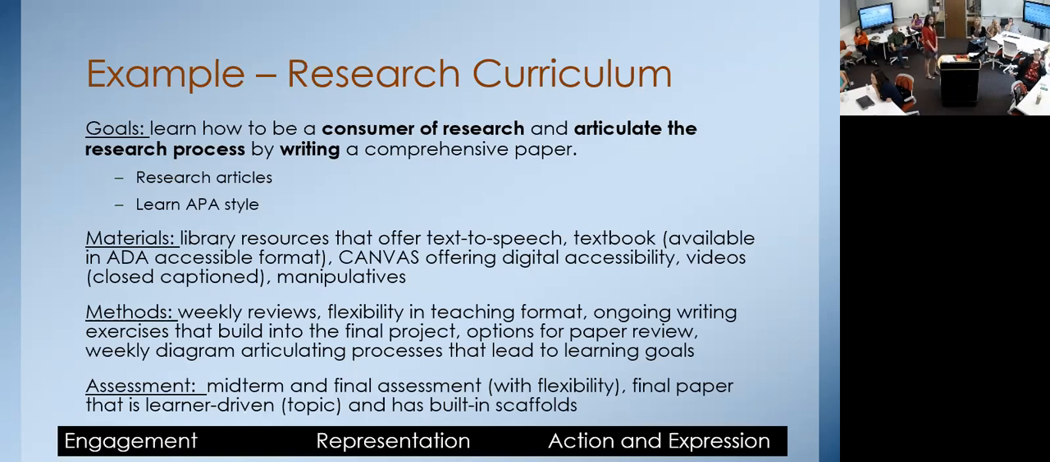So my goals in this course directly align with our social work competencies, and that's to be a consumer of research and to articulate the research process by writing a comprehensive paper. So right there, you can see the two main areas that every week I am building towards and focusing on. They also need to learn how to research articles and learn APA style. If they did not know how to research articles, I might post the articles for them on Canvas. But because that is one of the tasks they need to learn, I actually ask them to look it up, and I don't post it on Canvas. In other classes I do, or else that would create a barrier to their learning.